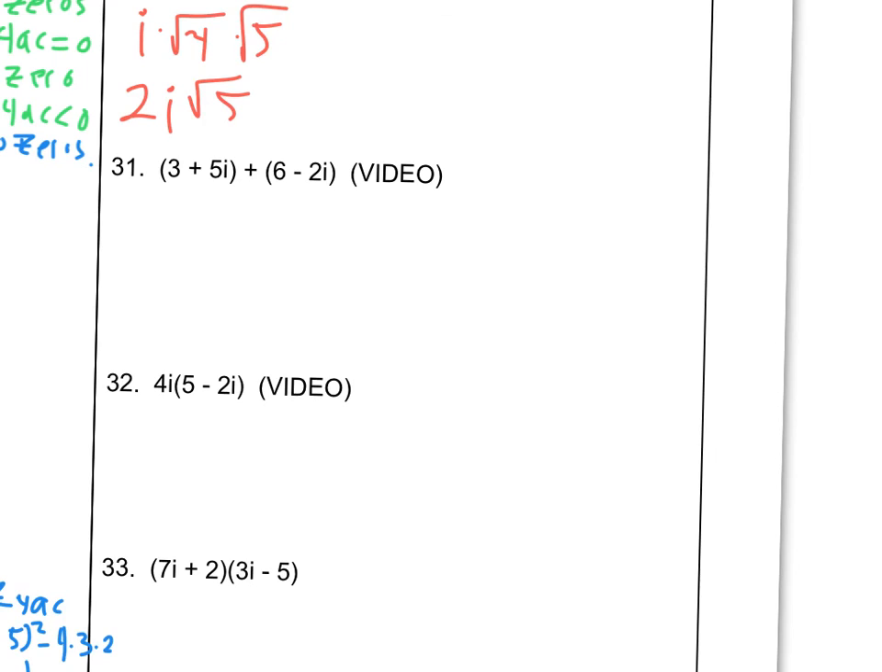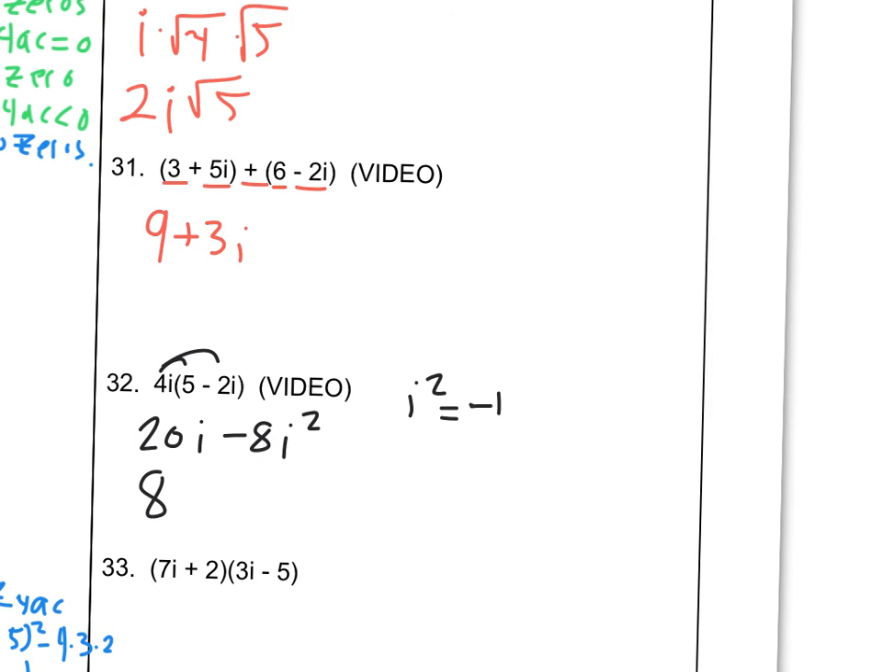For number 31, adding means we're combining like terms. 3 plus 6 is 9. 5i minus 2i is going to be 3i. And at that point, we are done. For number 32, we got to do some distribution. We got 20i, and then 4 times negative 2 is negative 8, and i squared. We need to know that i squared is the same as negative 1. So that really means this is negative 8 times negative 1, or plus 8. I'm going to rewrite this in opposite order, so we get 8 plus 20i.